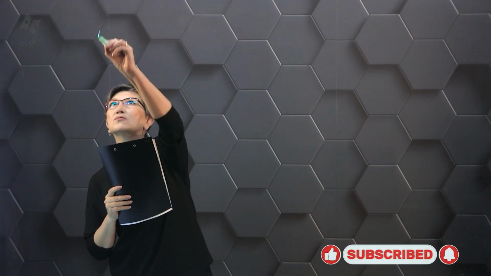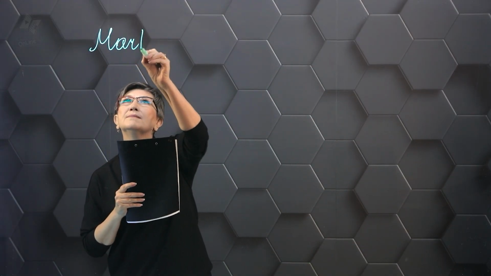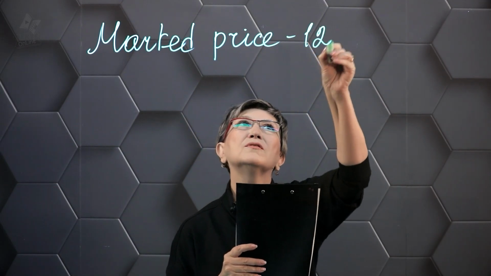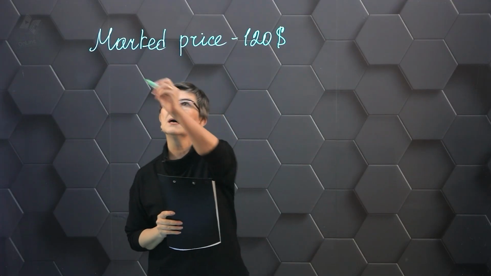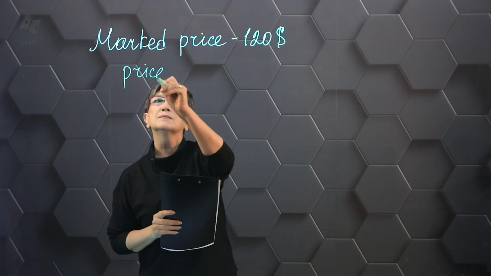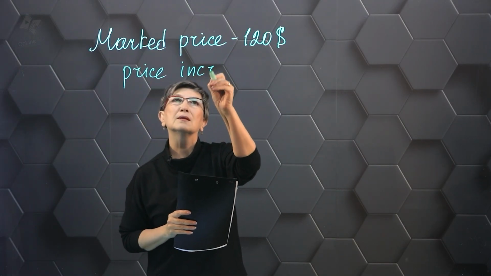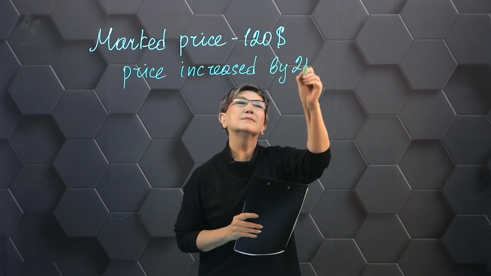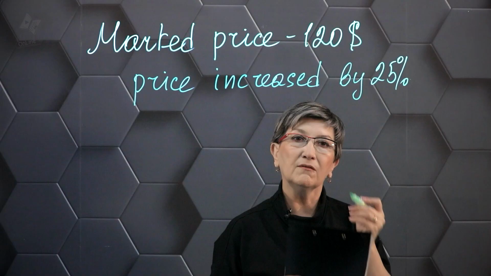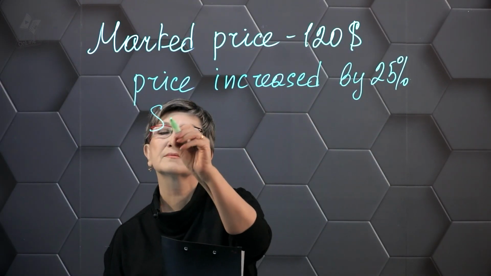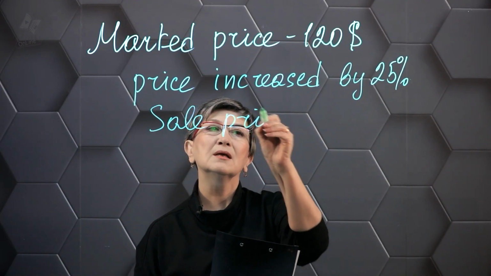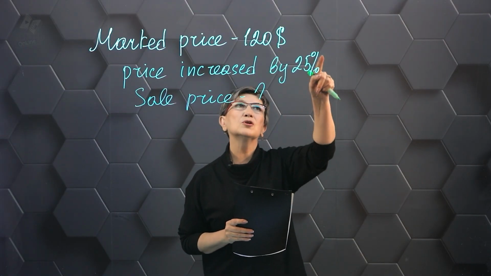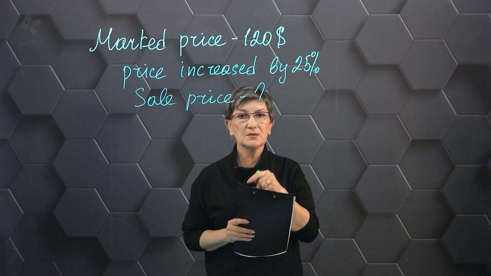So let's write down the condition. The original market price was $120. The price increased by 25%. What is the final value of our product? In order to solve this problem, we need to find out what 25% equals.